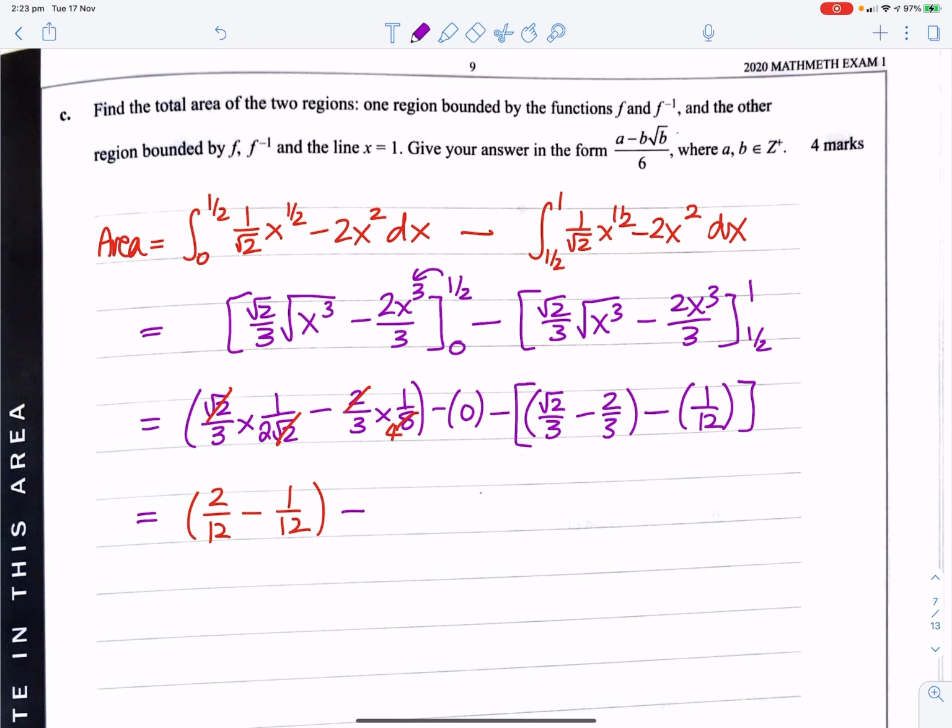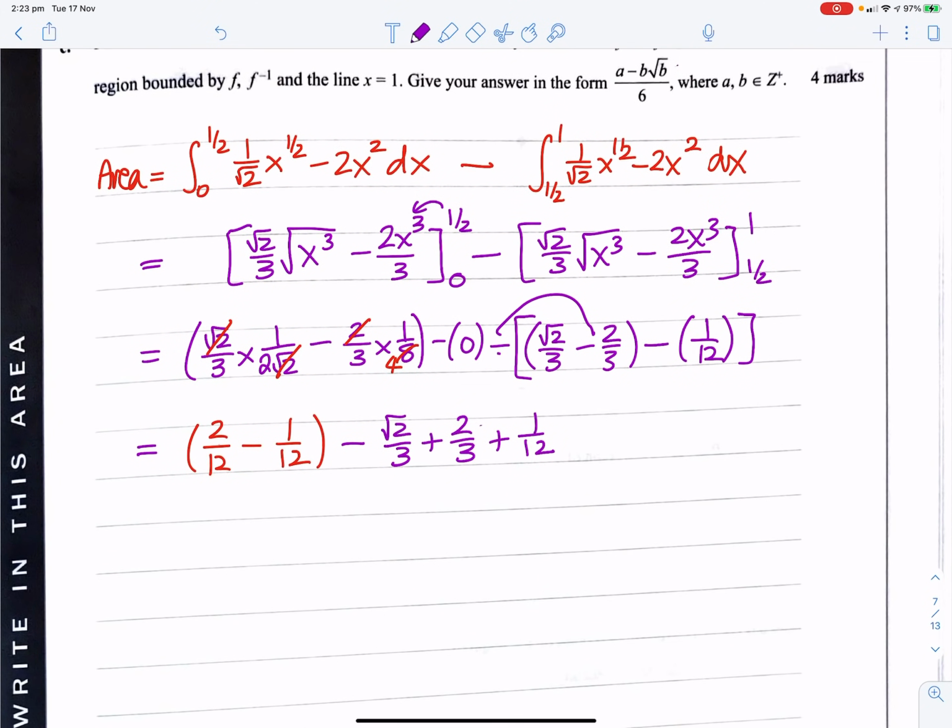So we get minus root 2 on 3 plus 2 on 3, because that's minus minus. I've got minus a 12th times minus, so I've got plus a 12. We now need to get a common denominator. So let's have a look.